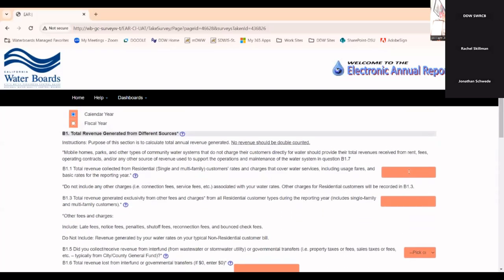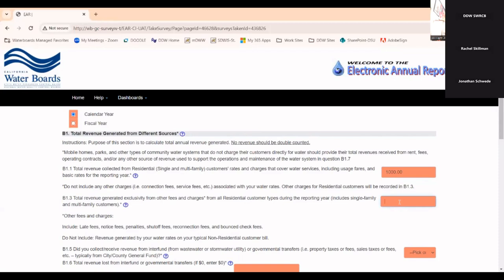For B1, it's going to be asking you generalized questions about your water system's revenue from different sources. So B1.1: what is the total revenue you collect from your water rates for residential customers only? This is specifically related to how much income you're getting from water consumption charges, so your customer rates and charges. We're not looking for other incorporated data here. You don't want to include, for example, garbage charges on top of their utility. You just want the straight number from their water rates alone. So we'll say for our calendar year, we get $1,000 from our customers. We have a very small system.